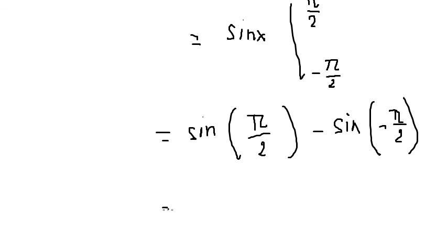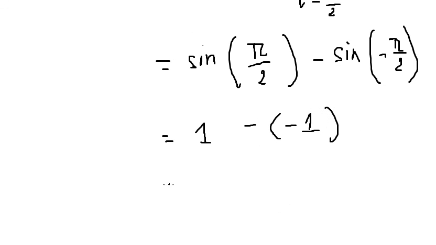So this one you get number 1. This one you get negative number 1, but we have another negative in here, and you get 2.